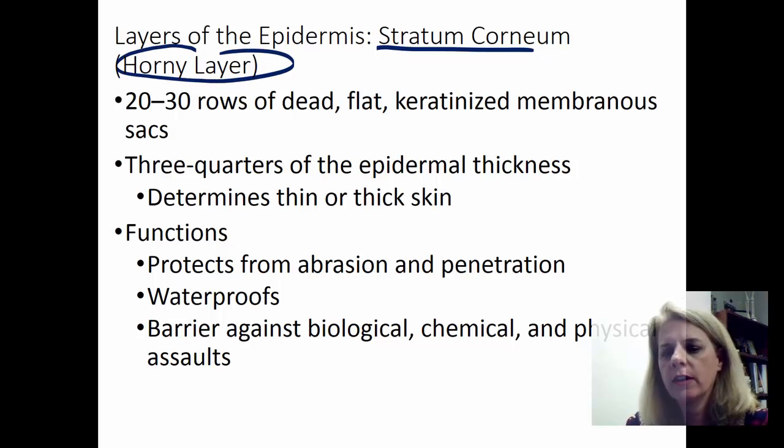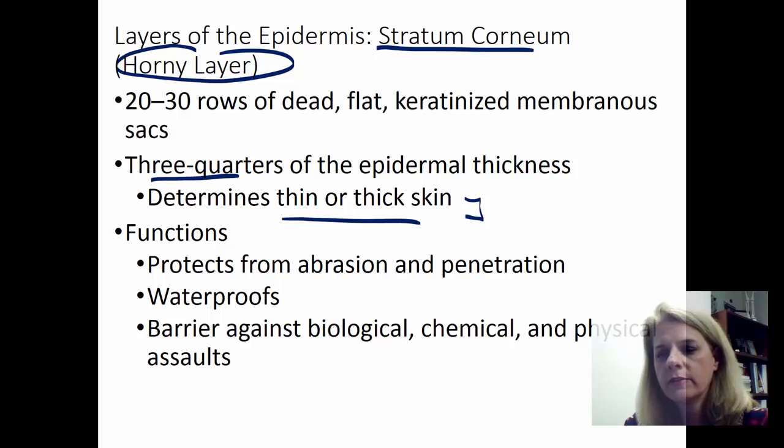And this is 20 to 30 layers. This is most of the epidermal thickness, okay? So 3/4 of your thickness of your epidermis is this last layer. And this is what determines thin or thick skin. So obviously a thin layer would just have maybe 10 to 15 layers of keratinized stratified squamous epithelial cells, and thick would be even thicker.